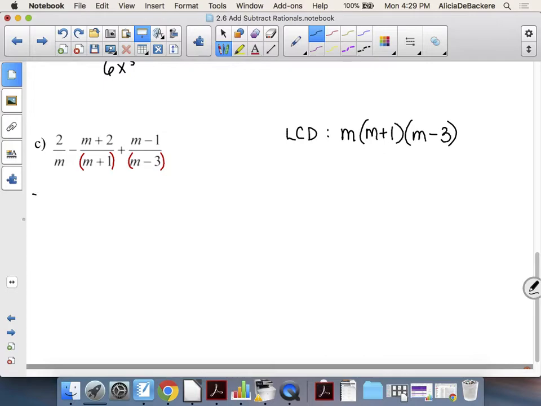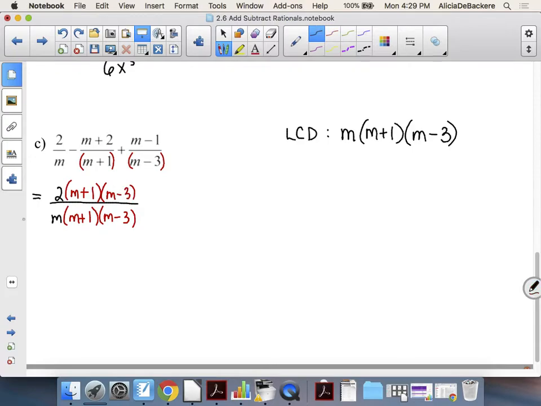So I need to change my first fraction, 2 over m, so that it has my lowest common denominator. That tells me that I need to multiply the denominator by m plus 1 and m minus 3, and so I have to do the same thing to the numerator.